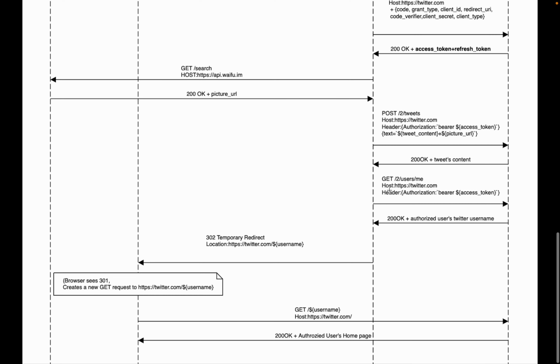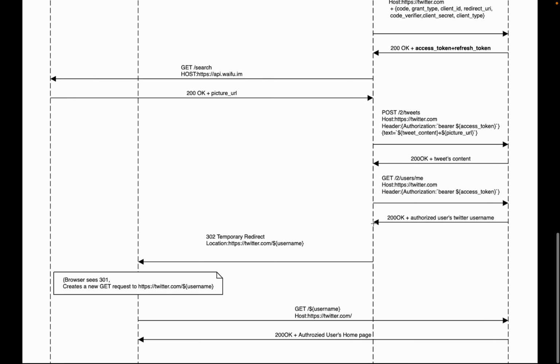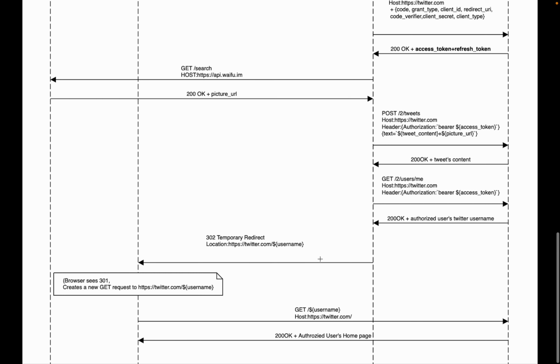And then the server is going to do a GET request to /2/users/me to get the username of the authorized user. The header also contains the access token for authorization, for authentication. The Twitter API sees this GET, and it will respond back with 200 OK plus the authorized user's Twitter username. And then we take this username.